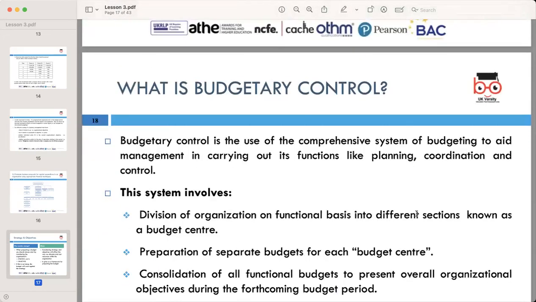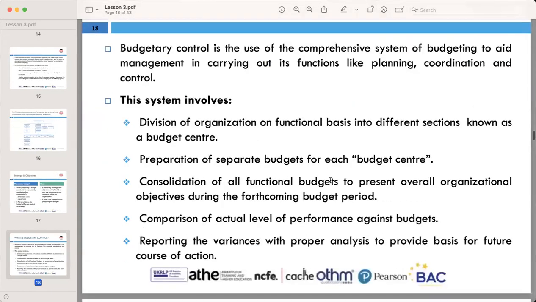What is budgetary control? Can anybody tell me? Okay. Budgetary control is a comprehensive system of budgeting to aid management in carrying out its functions like planning, coordination, and control. This system involves a division of the organization into financial sections, which is also known as budget centers. I'm just telling you a bit in my own words as well.